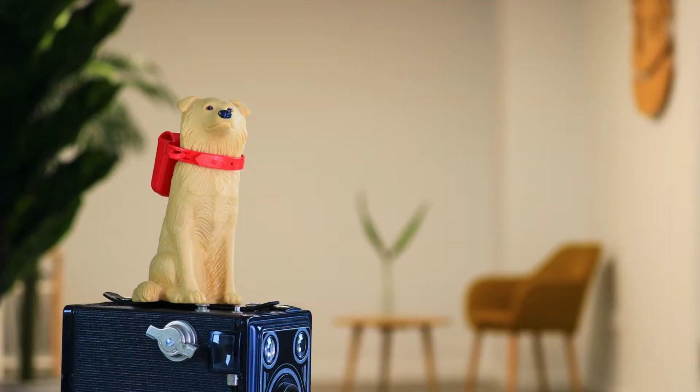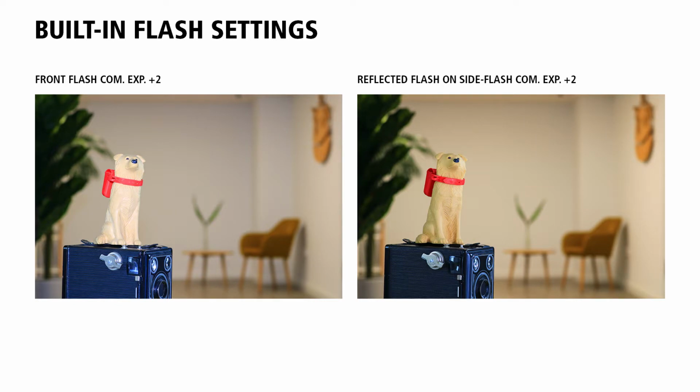What will we achieve with this? We'll lighten the object from the side. Please note the difference between using the flash normally with an exposure compensation of +2 and this side flash. The lighting is more natural and smoother, and the shadows define the volume of the object much better.